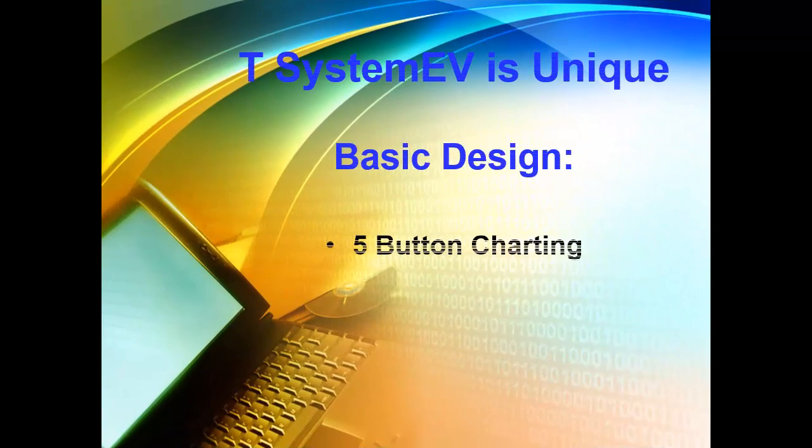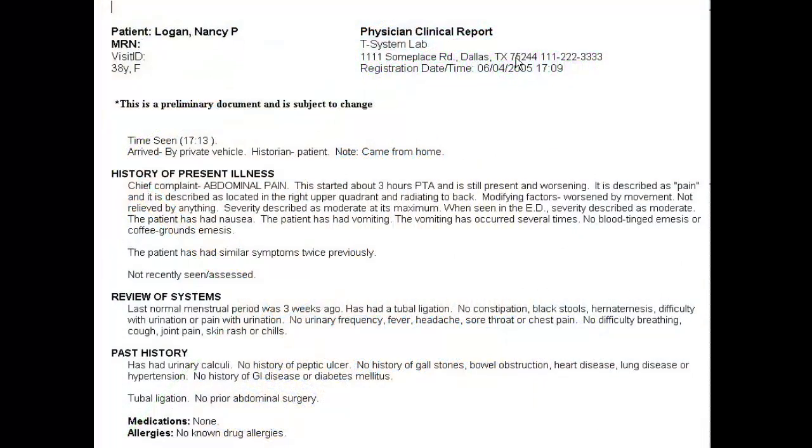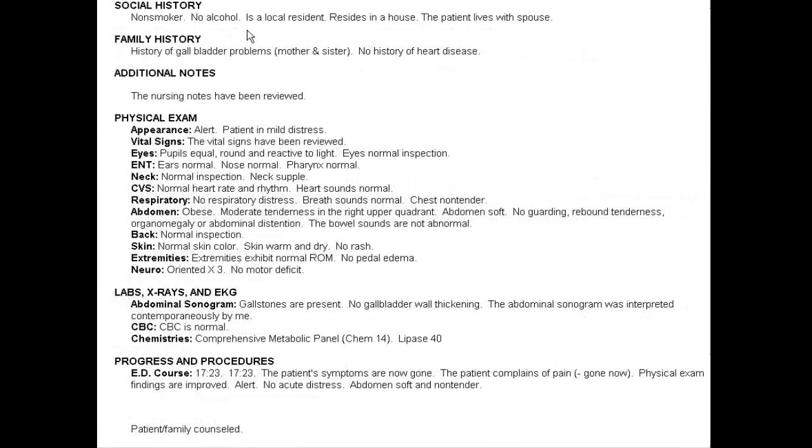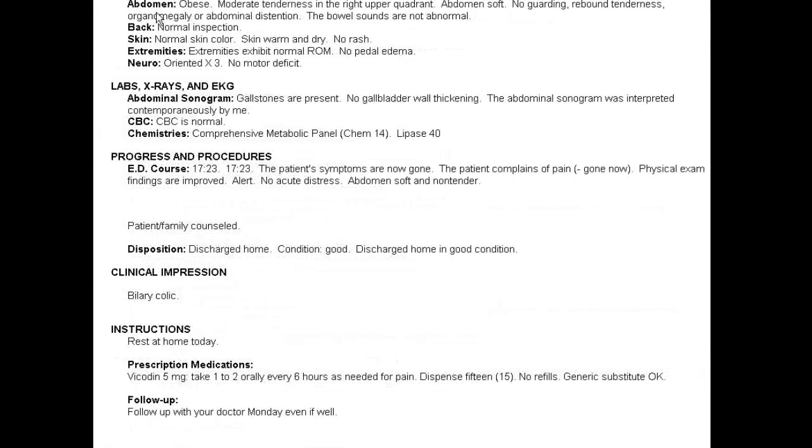The third design element is dictation-like text. On the paper T-sheets, the circles and backslashes were easy to read and understand. In the SystemEV, they are magically changed into a dictation-like text. You will notice that brevity in the dictated text is also stressed. Your important positive or negative findings won't be buried in long boilerplate text.